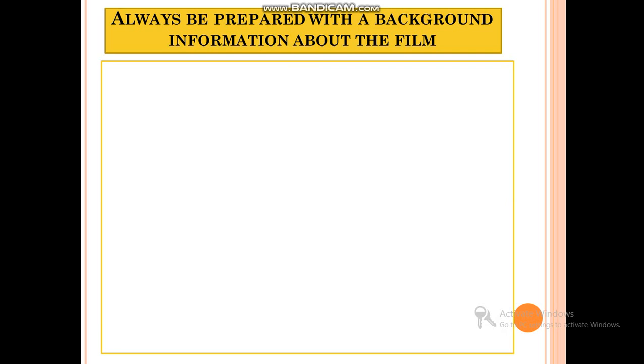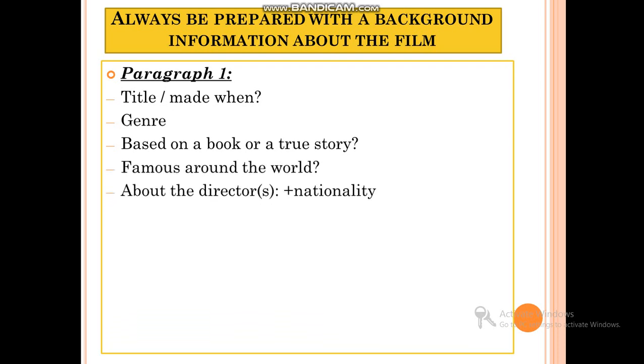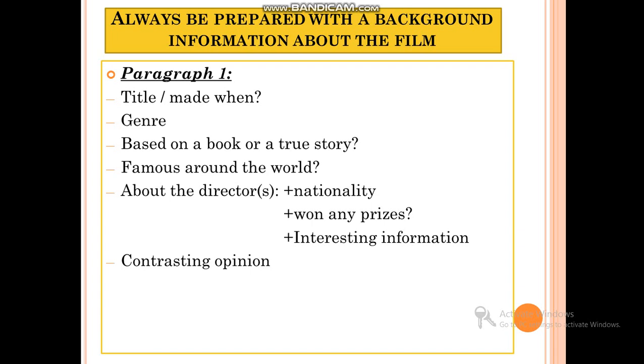So always be prepared with the background information about the film. In your first paragraph, it's better to include the title and when the movie was made, its genre, of course, whether it is based on a book or a true story, famous around the world, and some information about the directors, their nationality, whether they won any prize, and some interesting information. Keep in mind that you should be very brief and short. We don't need too many examples. Of course, include a contrasting opinion as well.